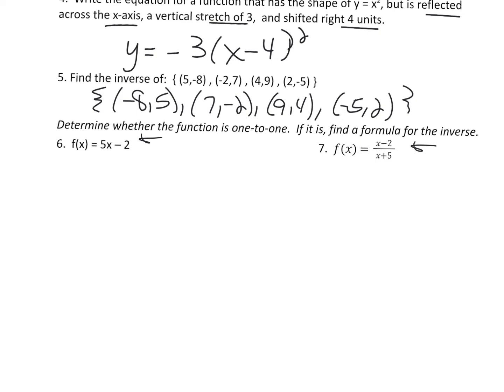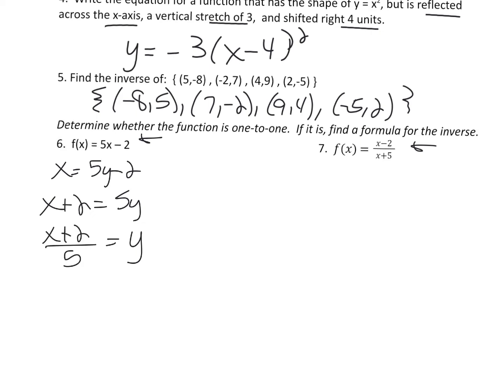Okay, so the way you find the inverse is you switch the x and y, and then get the y by itself. So I'm going to move the 2 over, make it x plus 2 is 5y, and then divide both sides by 5. You get (x plus 2) divided by 5. And all I want you to do at the end, remember, is take out the y and replace it with the inverse of f of x. It's that notation. That's all there is to that one.